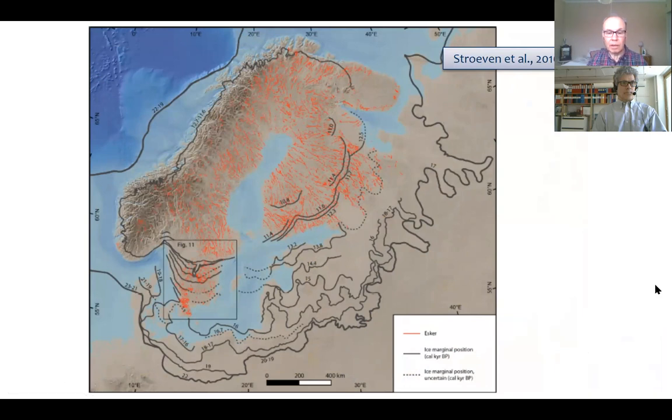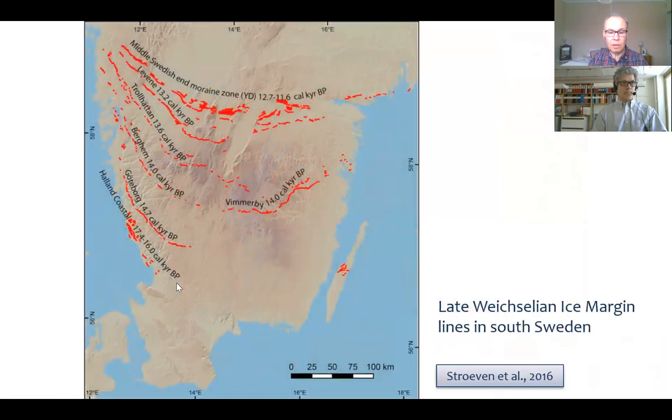And you may already have seen this map from Arjen's presentation showing the ice margin lines starting at the last glacial maximum. And then if we zoom in on southern Sweden, you have already seen this showing the late Weichselian ice margin lines in south Sweden, which were formed during short standstills of the ice margin due to oscillations in the climate, short cooling periods. Some of them are more prominent than the others, and especially the Younger Dryas ice margin zone developed between 12.7 and 11.6 thousand years ago.